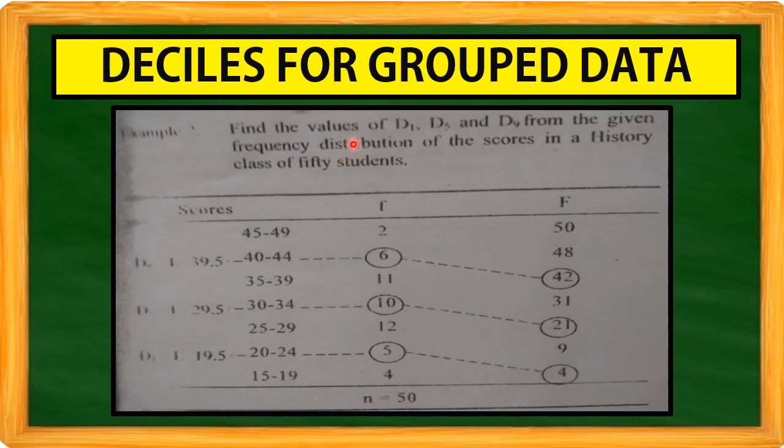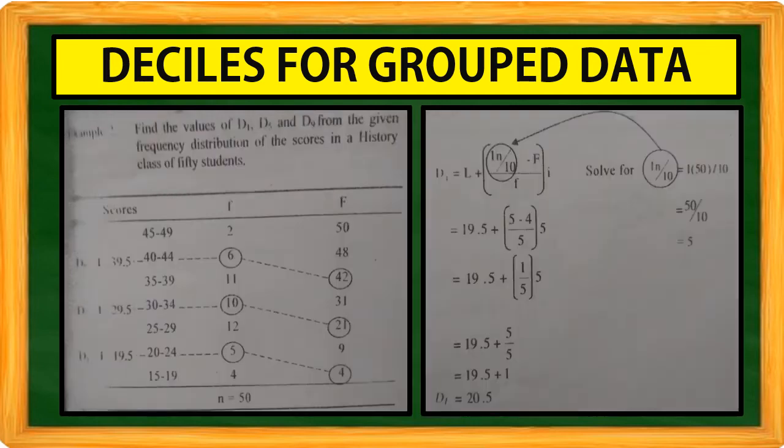Deciles for group data. So ito po yung example. The same po kanina sa history class. The same po din ng frequency distribution na present natin kanina. So this is the problem. Let us solve for decile 1. Decile 1 is equal to the lower limit plus 1n divide 10 minus the cumulative frequency divide the frequency and multiply by interval.